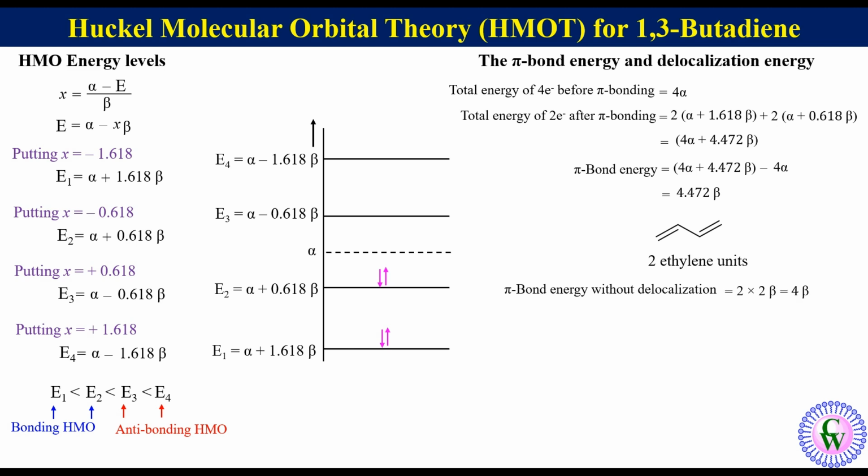So delocalization energy is equal to pi bond energy when there is delocalization, that is 4.472 beta, minus pi bond energy when there is no delocalization, that is 4 beta, is equal to 0.472 beta, which is a negative value, as beta is a negative value. The negative value of delocalization energy suggests that the delocalization decreases the energy of 1,3-butadiene system and thus increases stability.